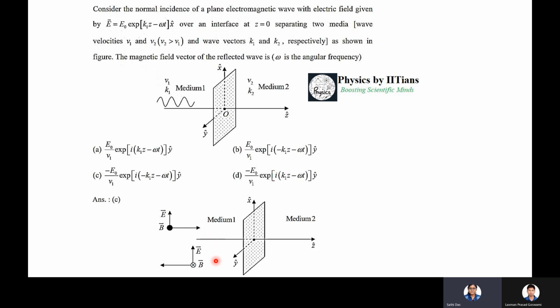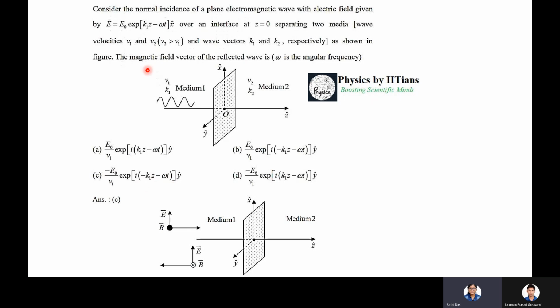Now the K vector will be reversed, that is, the K vector will be along negative z, because this is the reflection. This boundary will act as a reflector, so the traveling direction of the wave will be reversed, along the negative z direction. So E cross B this time should give you the negative z direction, and it will be minus E naught by V1 exponential i(minus k1z minus omega t), because the wave vector is reversed. So this is the correct answer.